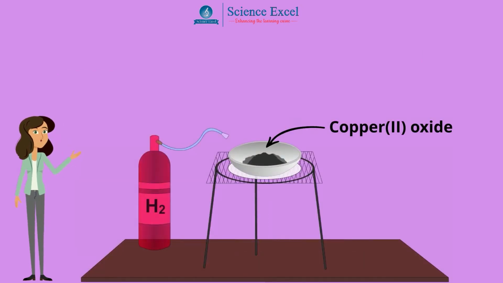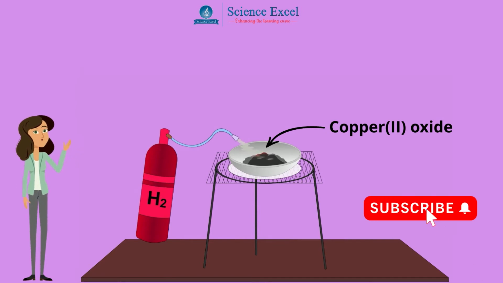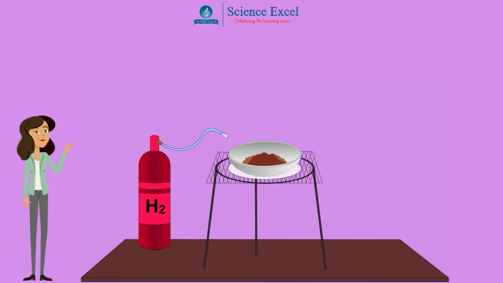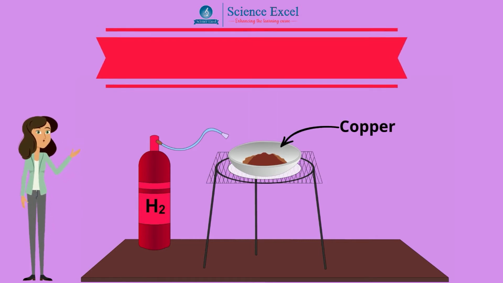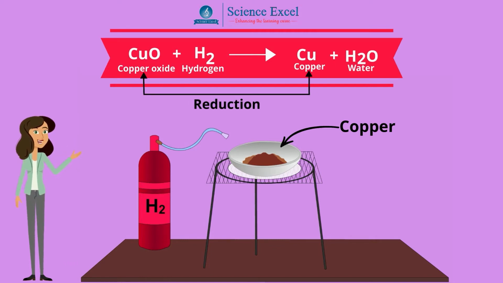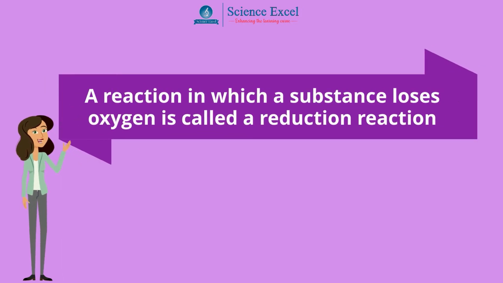Now look what happens when hydrogen is passed over heated copper(II) oxide. The black compound copper(II) oxide turns pink due to the formation of copper. During this reaction, the copper(II) oxide is undergoing reduction. That is, it is being reduced as it is losing oxygen. So what is reduction? A loss of oxygen is called reduction. And we can say that the substance which loses oxygen during a reaction has been reduced.